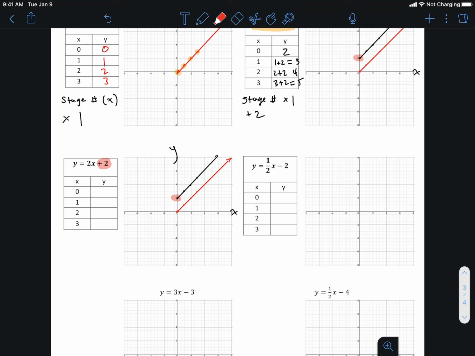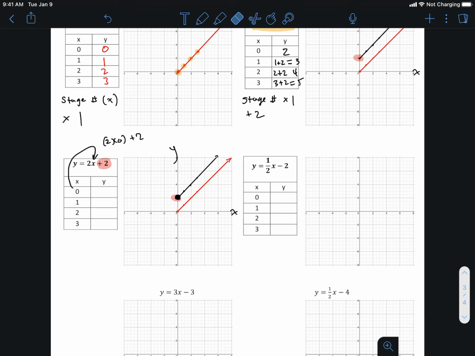Am I going to plot any points right now? Yeah, you're going to plot 2. Which one am I plotting? Bottom left. If x equals 0 and I plug it in here, I get 2 times 0 is 0 and then plus 2, so it's 2. So I'm going to start up at 2. What's next?